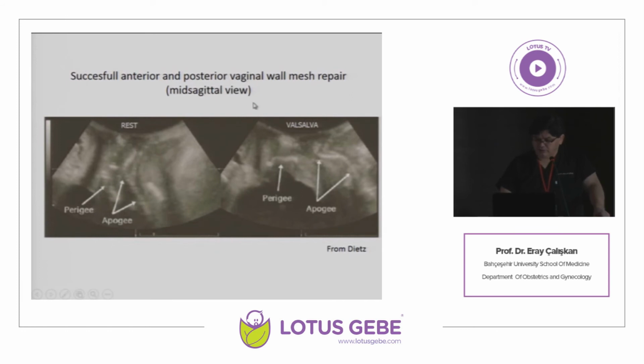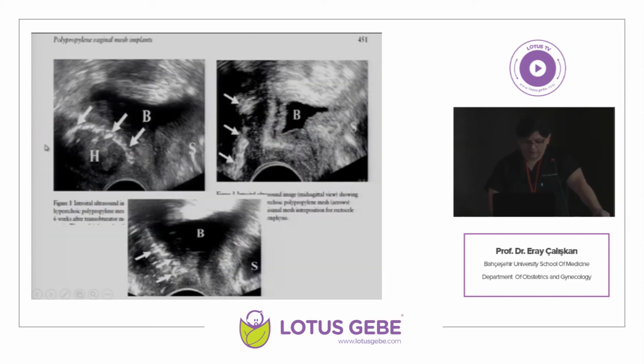Here is a successful anterior vaginal mesh placed. Here is the urethra, here is the mesh. It was placed completely from the mid-urethra to below the bladder. Here is another one placed. Here is the mid-urethra. Here is the mesh, beginning from the mid-urethra up until the end of the bladder. You see it here.